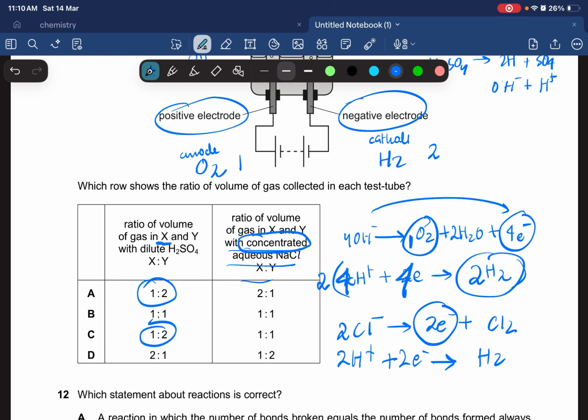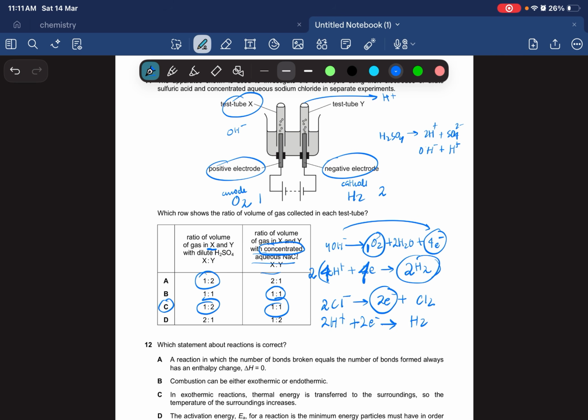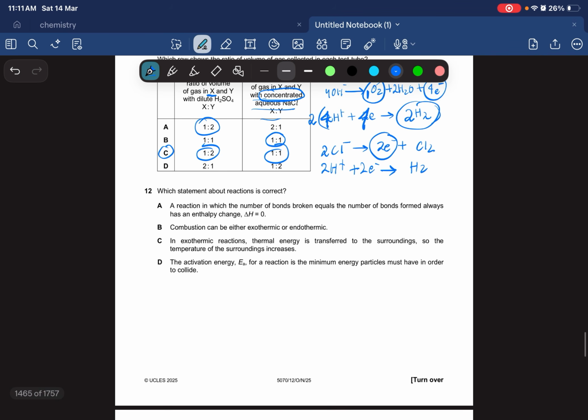The ratio of the gases at X and Y is going to be 1:1. So does that make sense? I hope that should make sense. If you don't understand anything, just feel free to ask in the comments below.